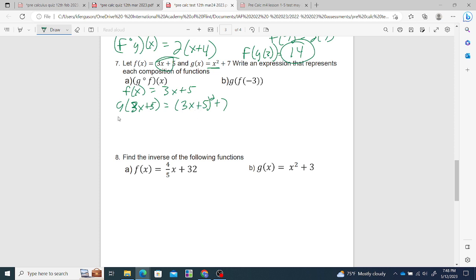So now I got to do FOIL. So that's 3x plus 5 times 3x plus 5 plus 7. So that's 3x times 3x, that's 9x squared. 3x times 5, that is 15x. 5 times 3x is 15x. And then 5 times 5 is 25 plus 7. So now I have my like terms. So I got 9x squared, I've got 30x plus 32. And that's my answer. So that's what g of f of x is.